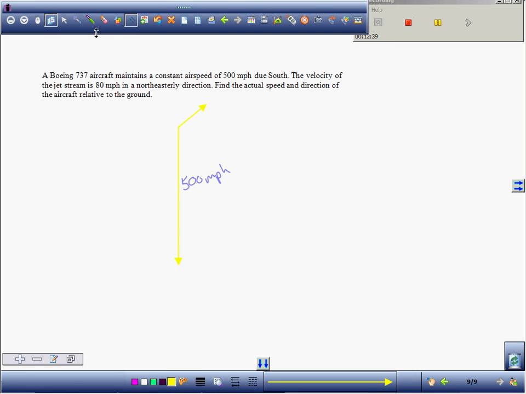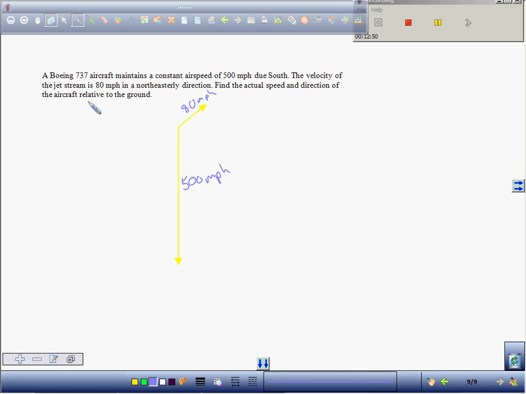So we'll make him like over here, and he's going 80. The wind is blowing this way. And what they want to do is find the actual speed and direction.